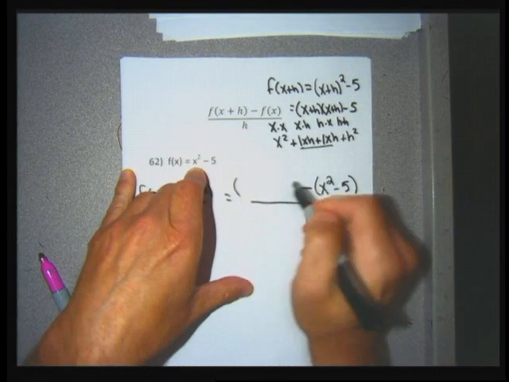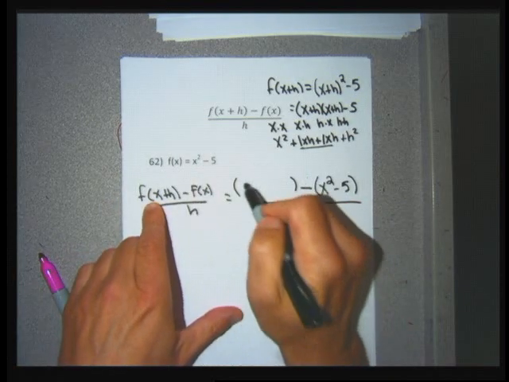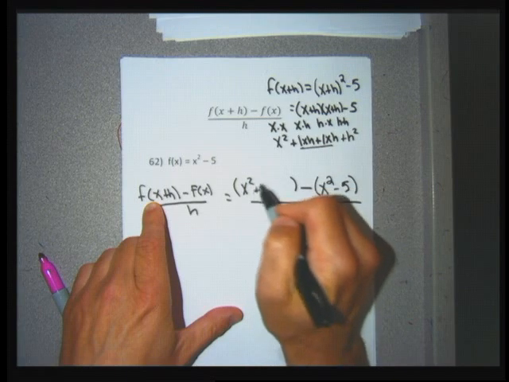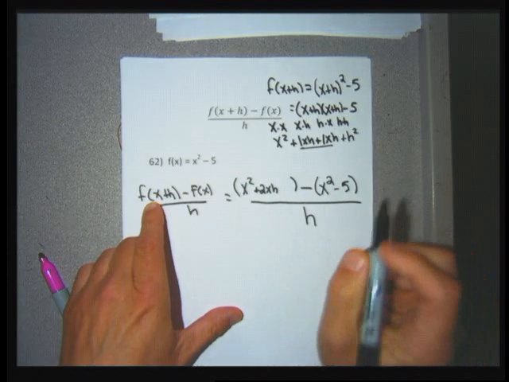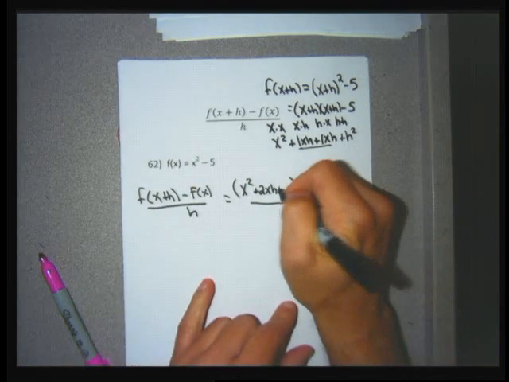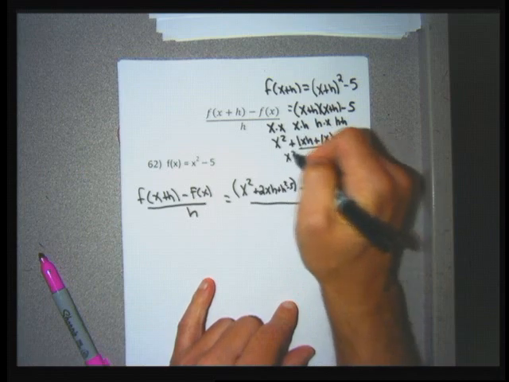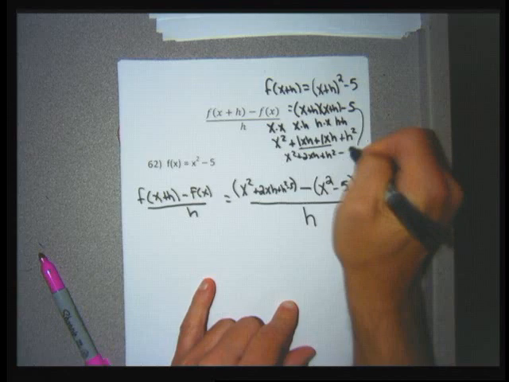So in the numerator to the left of the minus sign, to get rid of that f, I'm going to change it to x squared, 1xh and 1xh is going to be 2xh, so plus 2xh plus h squared, minus 5, because this comes out to be x squared plus 2xh plus h squared. I still have that minus 5.